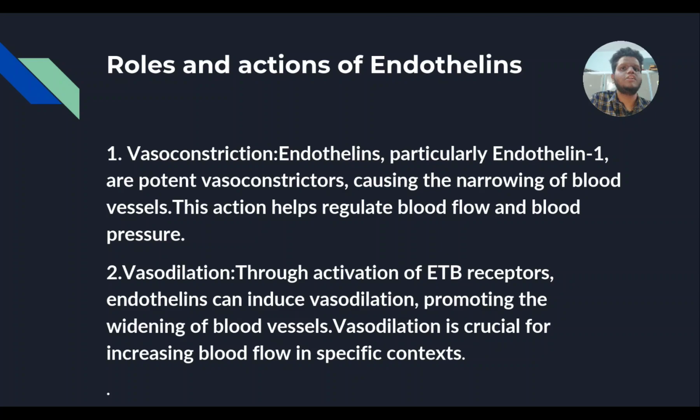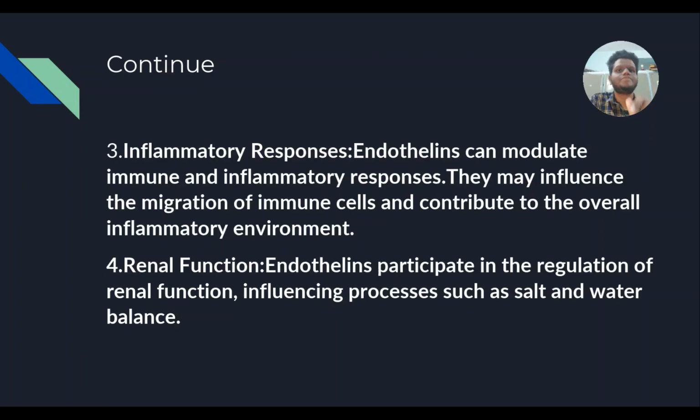Roles and actions of endothelins. Vasoconstriction. Endothelins, particularly endothelin 1, are potent vasoconstrictors causing the narrowing of blood vessels. This action helps regulate the blood flow and blood pressure. Second action is vasodilatation. Through activation of endothelin B receptors, endothelin can induce vasodilation, promoting the widening of blood vessels. Vasodilatation is crucial for increasing blood flow in specific contexts.